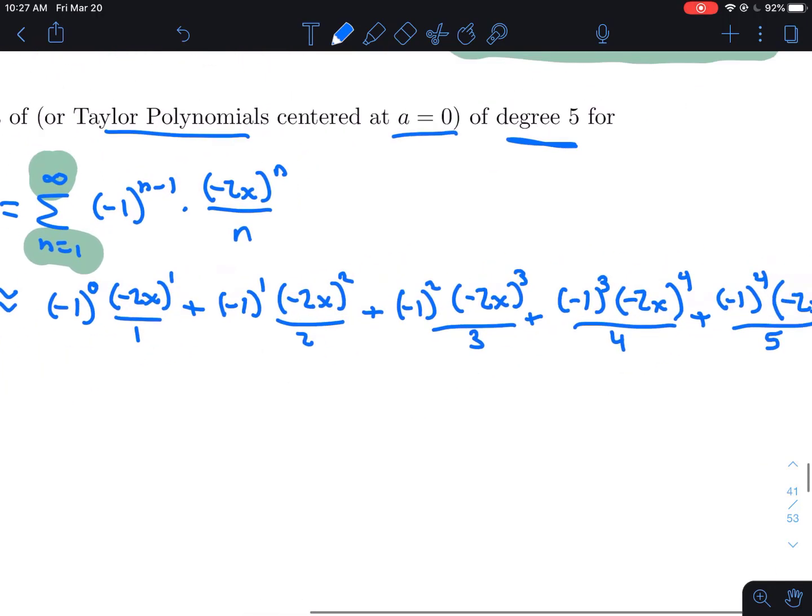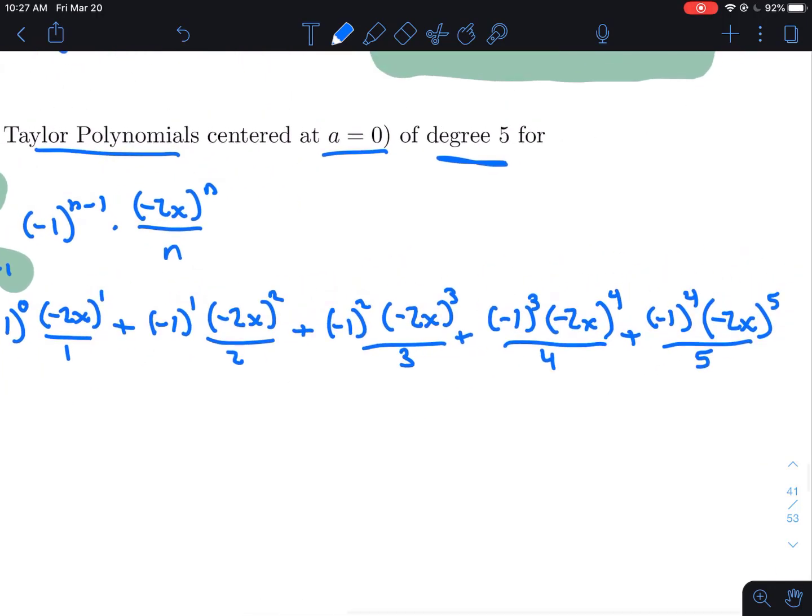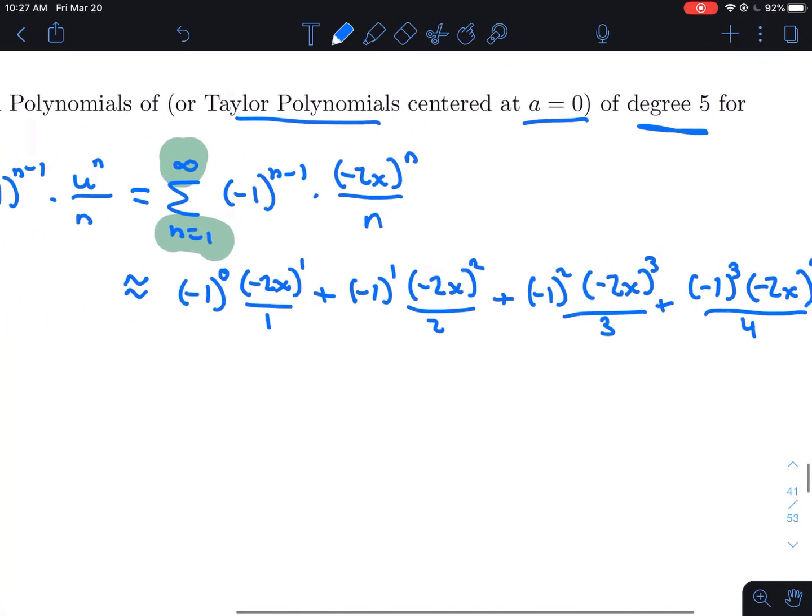All right, now let's go ahead and simplify this. Really, this would be plus dot, dot, dot. It would keep on going here. But let's simplify this down a little bit. When I take negative 1 and I raise it to the 0th power, I just get 1. Of course, dividing by 1 doesn't do a whole lot, so this is just going to be negative 2x. Raised to the first power, that's just negative 2x. Here we have a negative sign, so I'm going to make this minus.